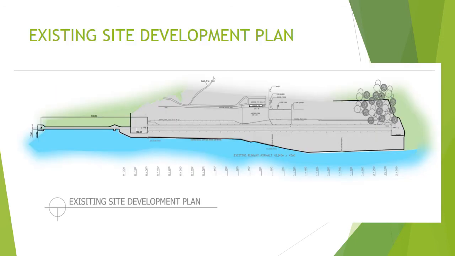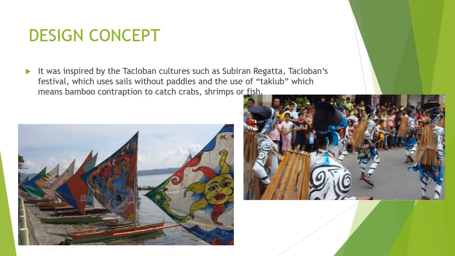So this is the existing site development plan of Daniel Z. Romualdez Tacloban Airport. The passenger terminal building is inadequate to handle forecast air passenger traffic, especially in peak hours, and the building is only 276 meters away from the seaside, while the parking area is also inadequate to handle more passengers going in and out of the airport. The apron is also inadequate to handle more aircraft landing and departing due to its peak hour passengers.